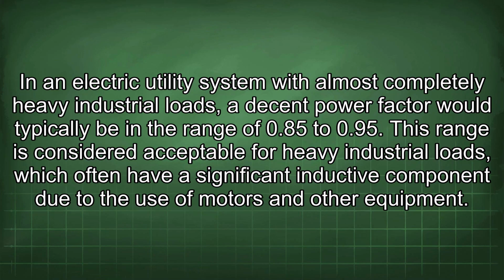In an electric utility system with almost completely heavy industrial loads, a decent power factor would typically be in the range of 0.85 to 0.95. This range is considered acceptable for heavy industrial loads, which often have a significant inductive component due to the use of motors and other equipment.